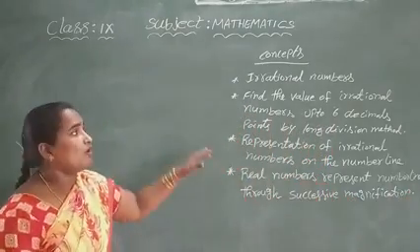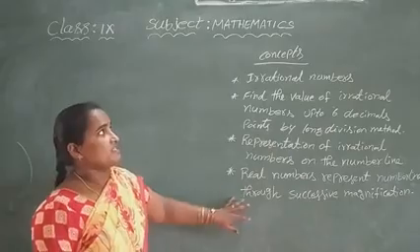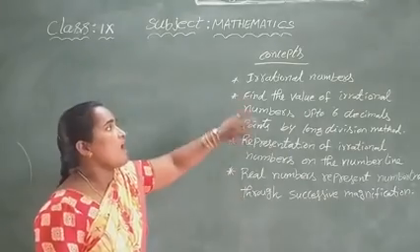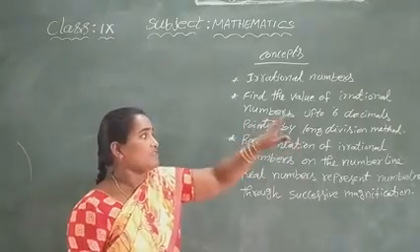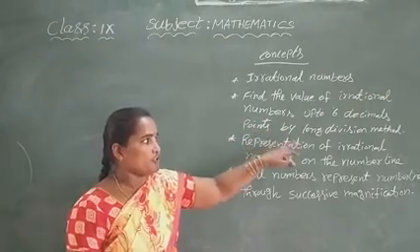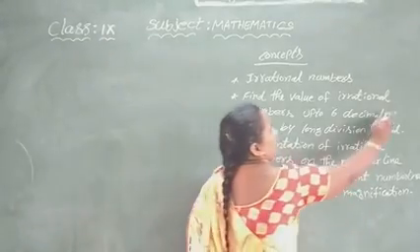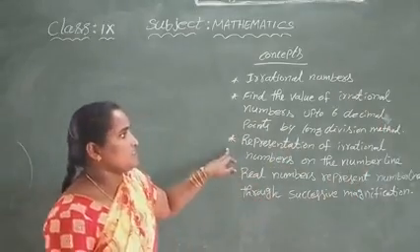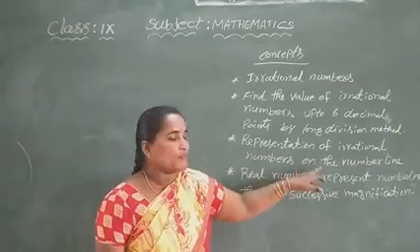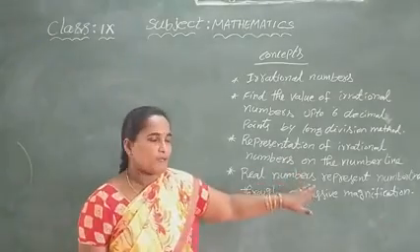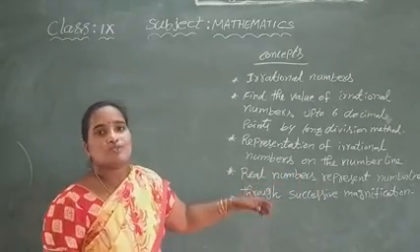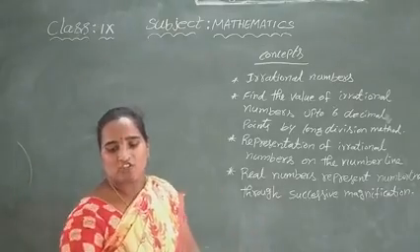In this session, we can discuss these concepts. One is irrational numbers, another one is finding the value of irrational numbers up to 6 decimal points by long division method. Third one is representation of irrational numbers on the number line. Another one, real numbers represent number line through successive magnification.